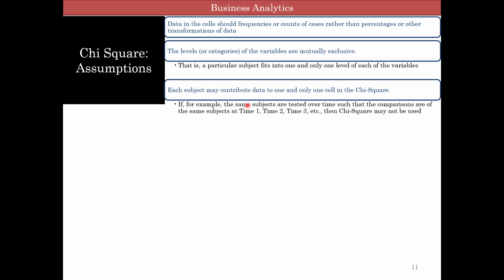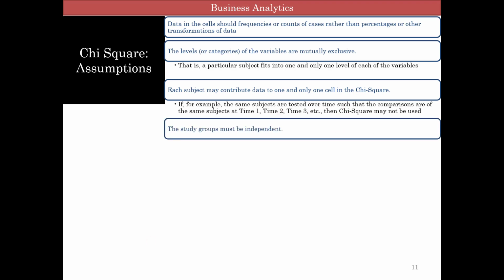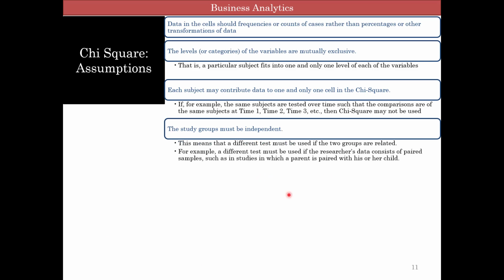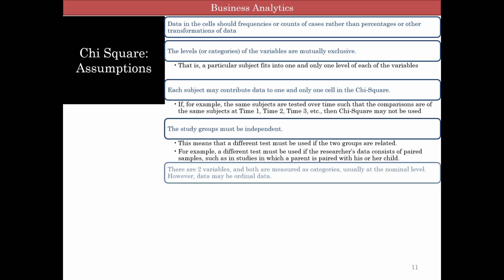If, for example, the same subject is tested over time, such that you compare the same subject at time 1, time 2, time 3, etc., then chi-square cannot be used. Study groups must be independent. That means a different test must be used if the groups are related. For example, a different test must be used if the researcher's data consists of paired samples. Remember, like matched samples. So you can't do that for chi-square.